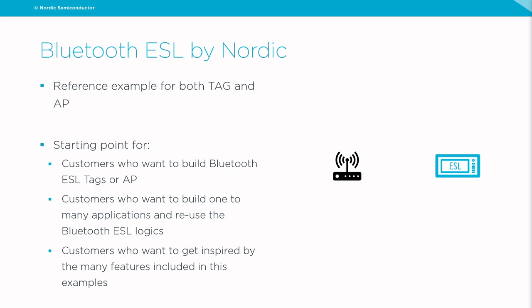Let's now move to upper layers, and we will discuss both application layers and supported hardware. In case you want to implement a Bluetooth ESL tag application, or if you want to get inspired by this and leverage it for your application, Nordic provides a complete example for both tag and access point. So let's now start from the tags.